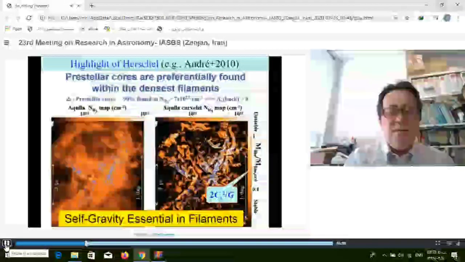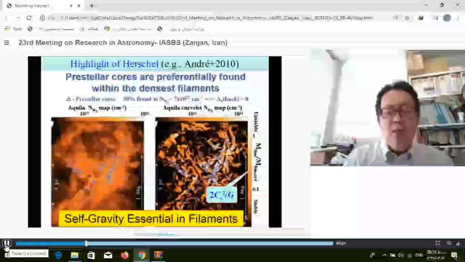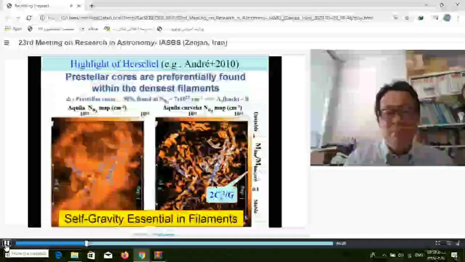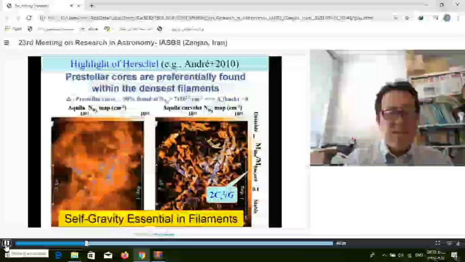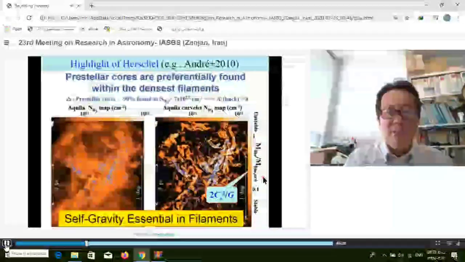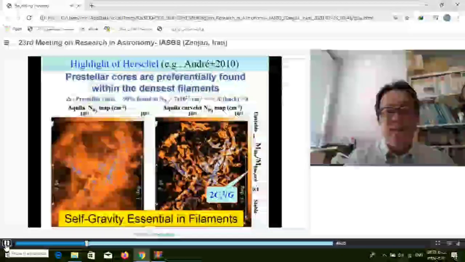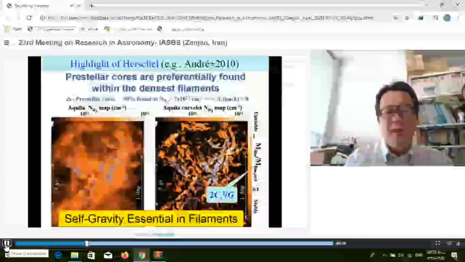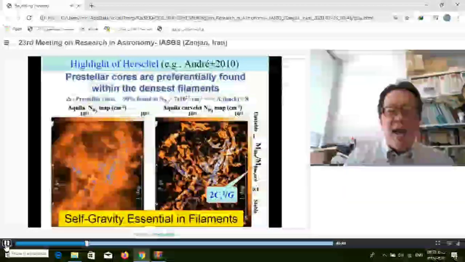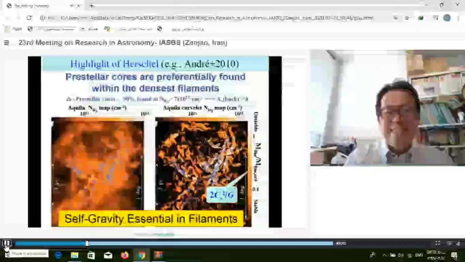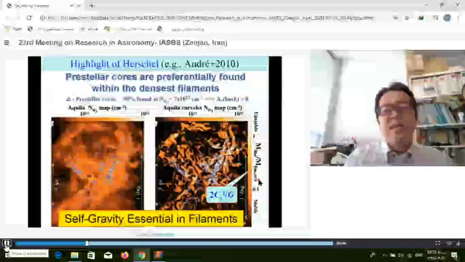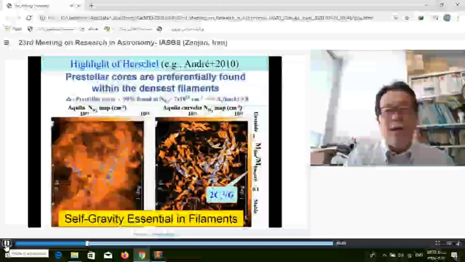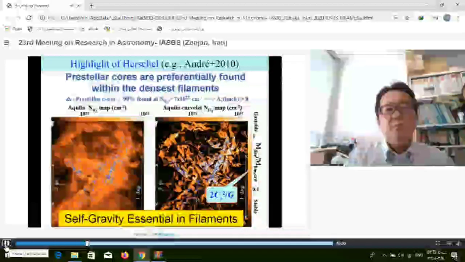Their main finding is the following. Star formation occurs always in a filament whose line mass is larger than the critical line mass. The critical line mass is written by this number and is essentially determined by self-gravity because the gravitational constant G appears. Cs is the sound speed. So if the line mass of a filament exceeds the critical line mass, then we expect star formation. That is a very simple summary of the Herschel telescope results.